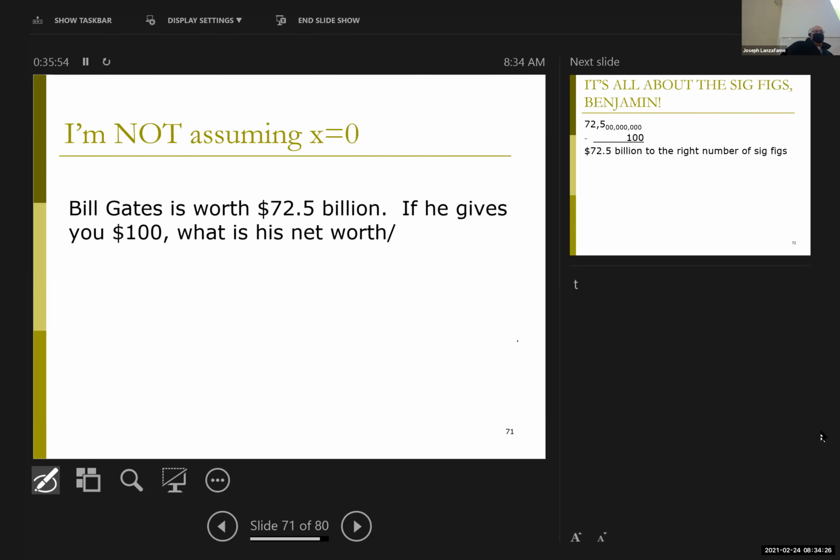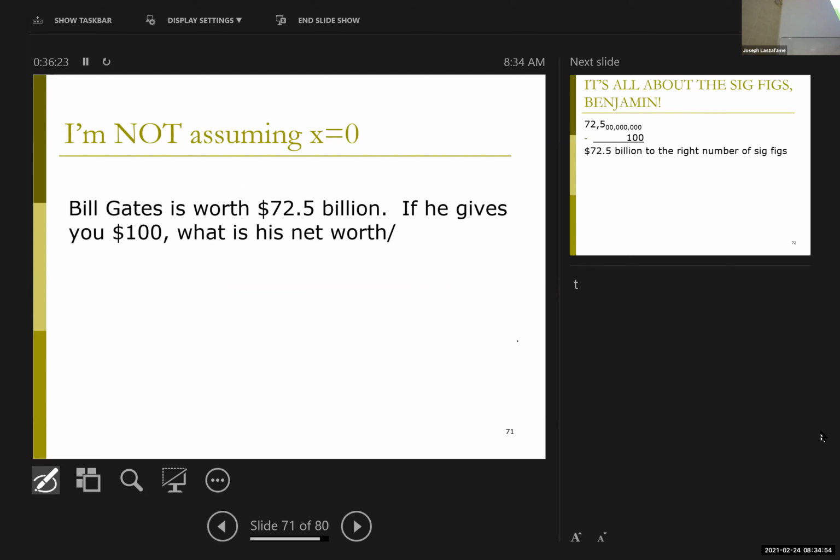I used to pick on Bill Gates. You can tell how old this slide is because Bill Gates is now worth like $120 billion because he needs more money. All right. But, you know, let's pick on Bill Gates. We can hate on Bill Gates. He's rich. All right. If Bill Gates is worth $72.5 billion, he gives you $100. What's Bill Gates worth? $72.5 billion.